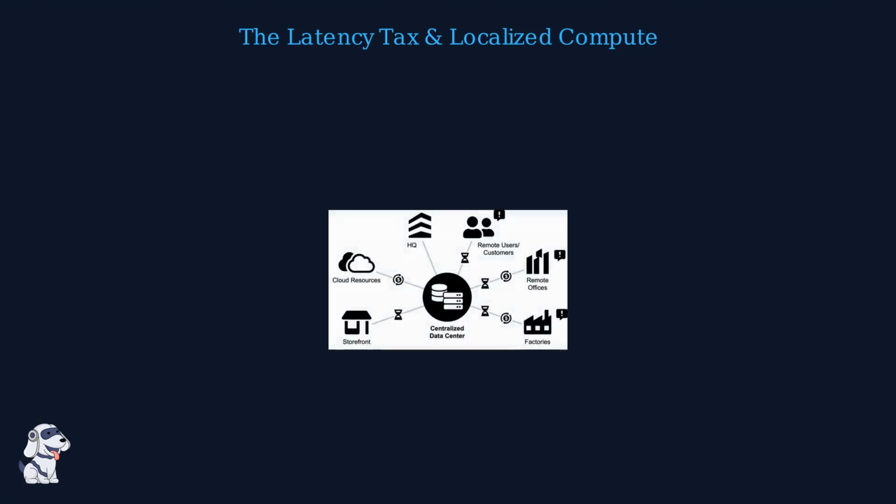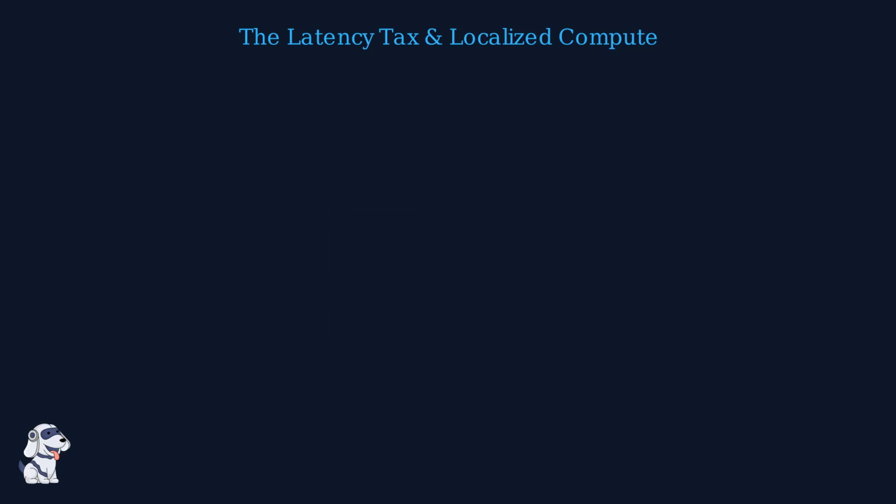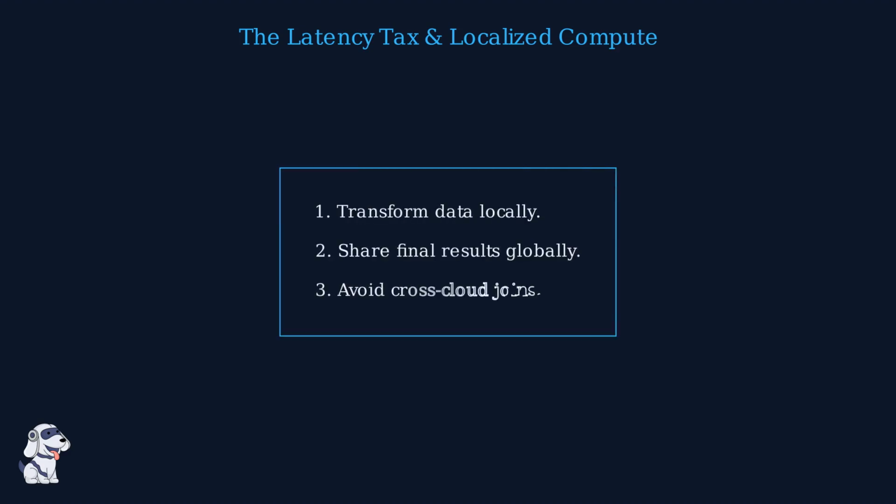In a hub-and-spoke architecture, remote connections introduce bottlenecks. Instead of pulling raw data to a central hub for every query, we want to perform heavy transformations locally. The best practice is to transform data locally within each cloud. Once you have prepared your results, only share the final insights across your multi-cloud environment. This avoids the latency tax and keeps your costs under control.